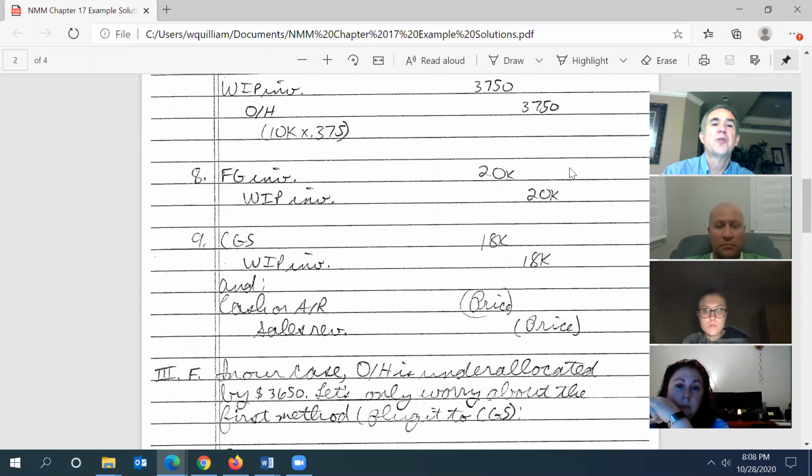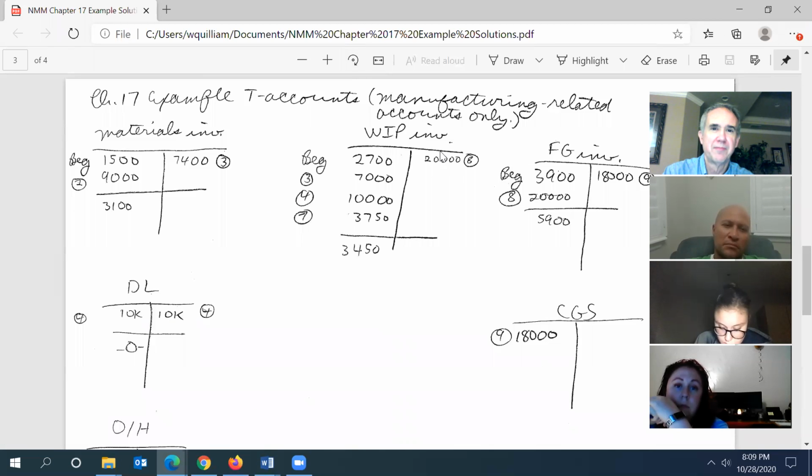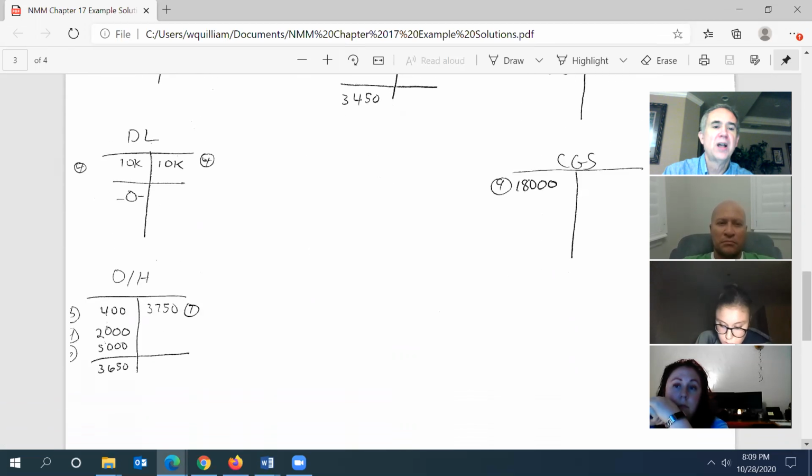So it's a debit to finished goods inventory. That increases finished goods being an asset. A credit to work in process inventory. That decreases work in process because work in process, again, is an asset and a crediting will decrease it. Let me post number 8 as well as number 7 for you. If I come back to the T accounts. By the way, number 7 was a debit to work in process and a credit to overhead.